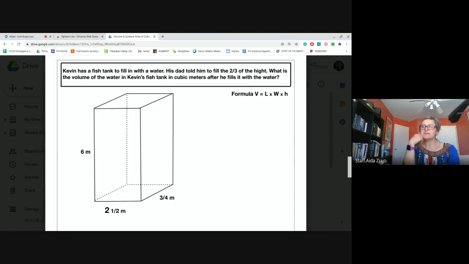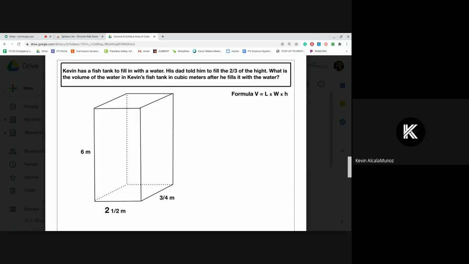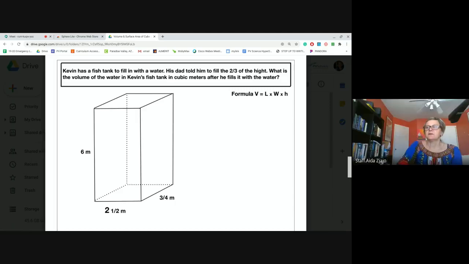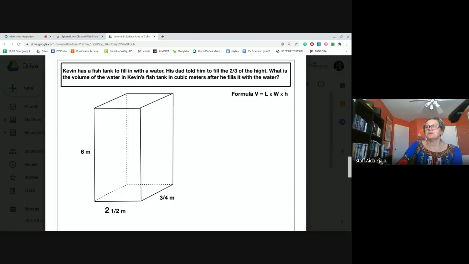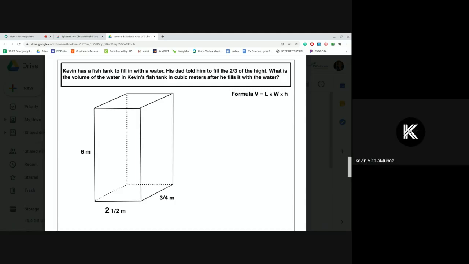3/4 meter. So what did your dad tell you to do? Fill up the water. Fill it 2/3 of the height. Are you going to fill the whole height, the whole 6 meters, or less than 6 meters? Less than 6 meters.